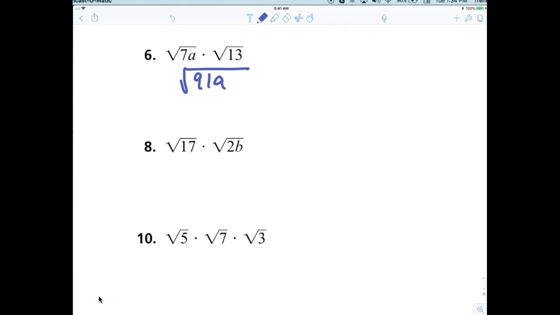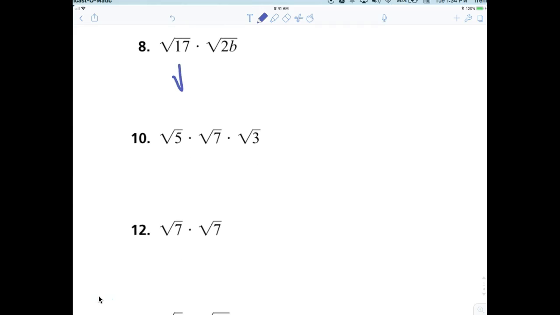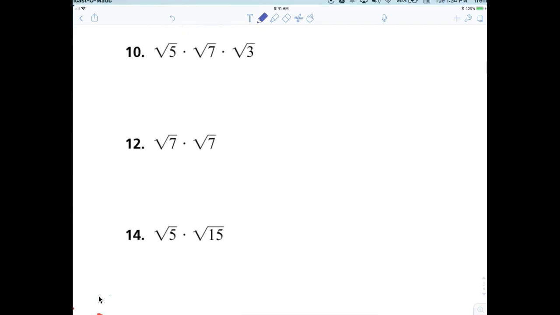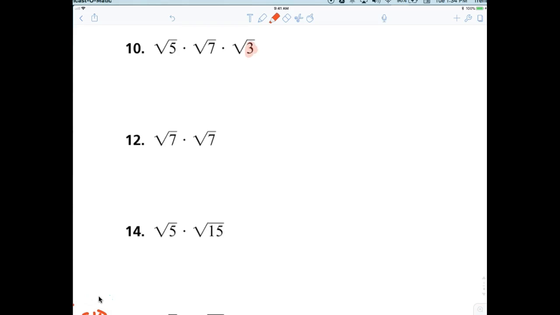Number 8, obviously, we would say the square root of 34b. If we look at question number 10, notice 3 is prime, 7 is prime, and 5 is prime. So all we have to do is multiply them together, and that will be our answer. So we would say the square root of 105. How do I know that? Because if you break that down, you'll be breaking it down to 5, 7, and 3, and there's nothing you can pull out. Everybody with me?